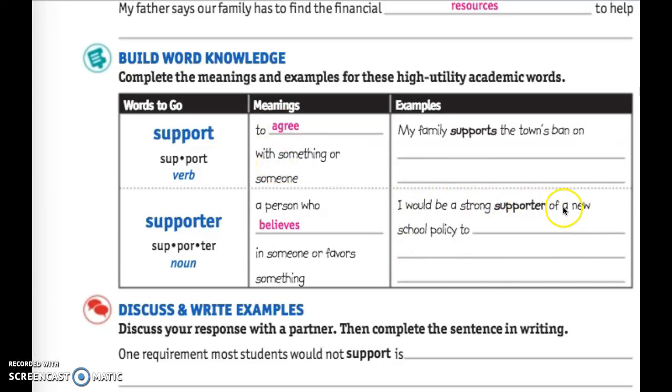Now I want you to fill out this one on your own as well. It says, I would be a strong supporter. Remember, a supporter is someone who believes in something or favors something. I would be a strong supporter of a new school policy to blank. What's a new school policy that you could support? Maybe it has to do with cell phones. Maybe it has to do with the start time of school or how long classes are. All right, so I want you to come up with your own school policy that you would be a strong supporter of.